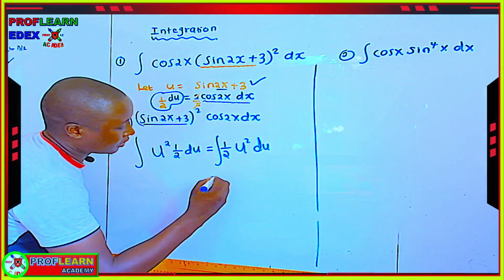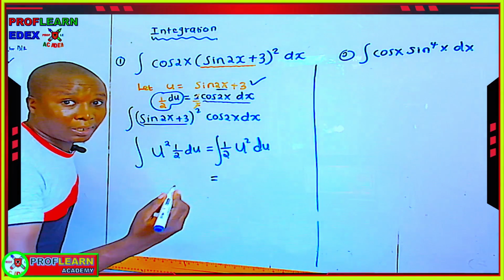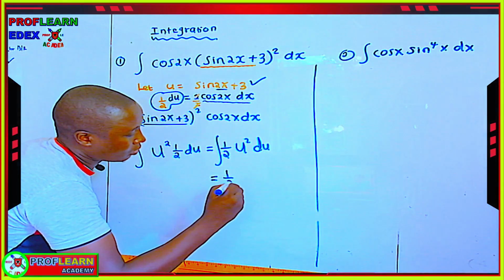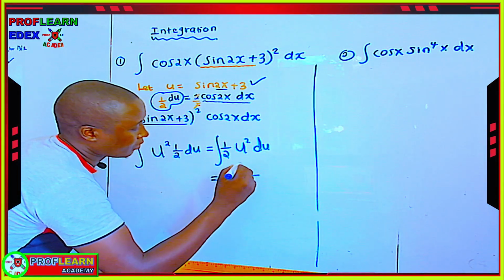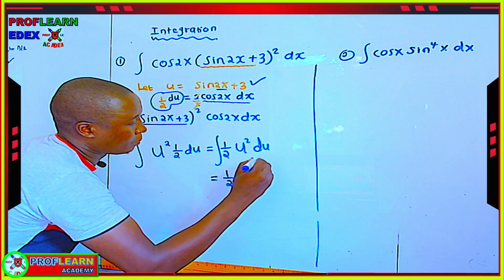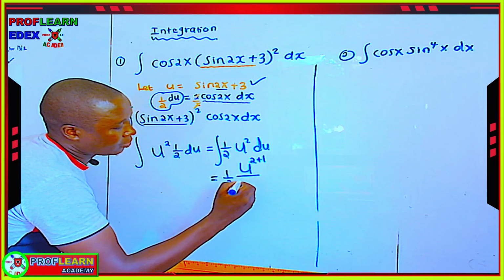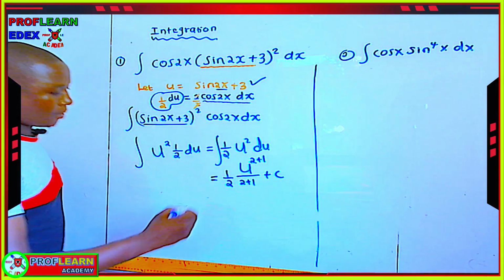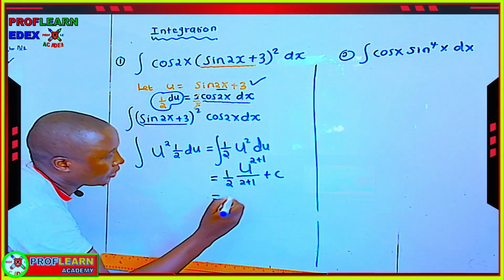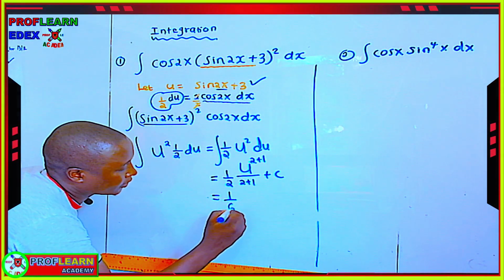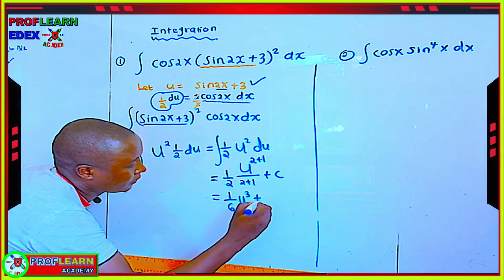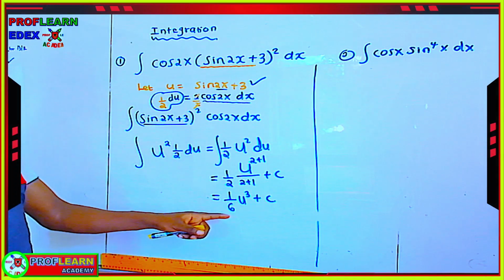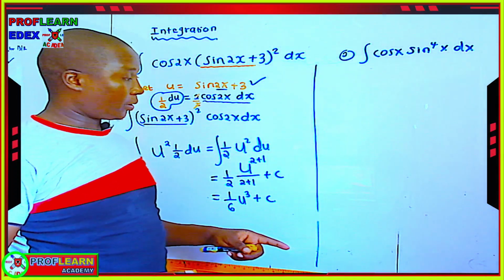So we can now apply the normal integration technique for polynomials. And to do that, if you are integrating an expression with power 2, you are going to have your u there raised to power 2 plus 1. Then down here we shall have 2 plus 1 as well. Then we shall say plus c. So finally, this is going to be 3, and that will be 1 over 6 u raised to power 3, then plus c.